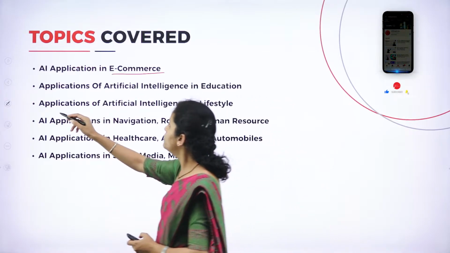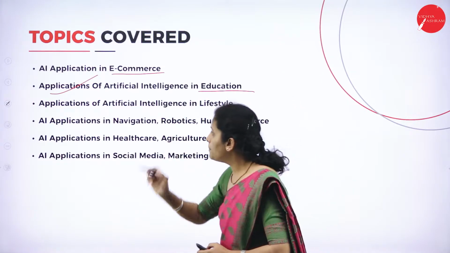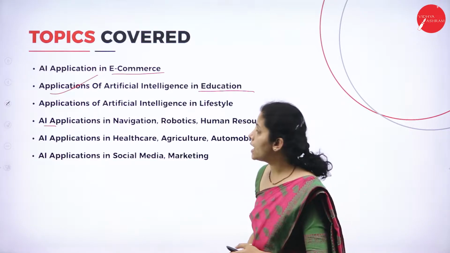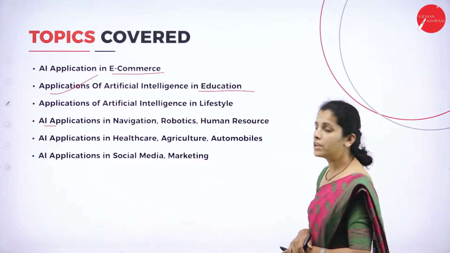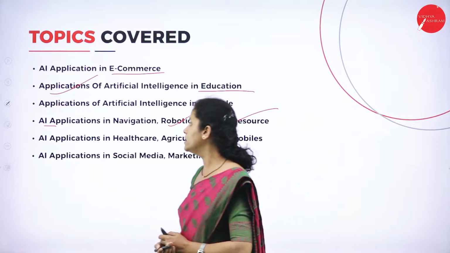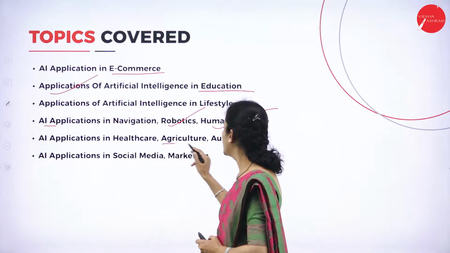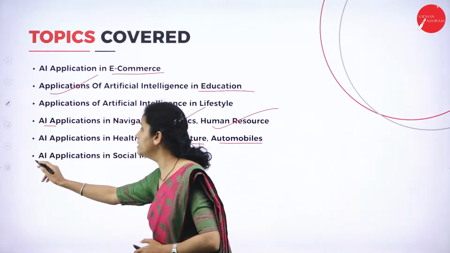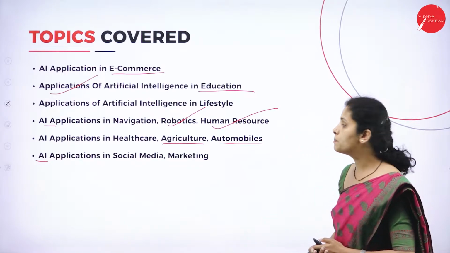Then I'm going to deal with applications of artificial intelligence in education, applications of artificial intelligence in lifestyle. Along with that, I'm going to deal with artificial intelligence applications in navigation, robotics, human resource. Along with that, I'm going to deal with artificial intelligence applications in healthcare, agriculture as well as automobiles. Along with that, I'm going to deal with artificial intelligence applications in social media as well as marketing.